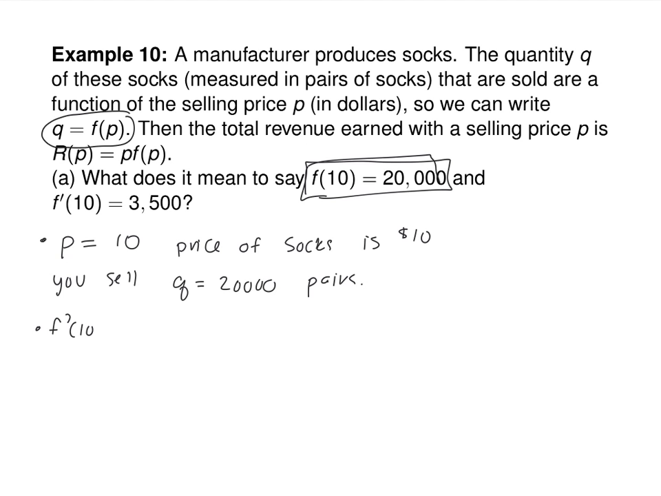So for f prime of 10, so saying when P equals 10, the slope of the tangent line is 3,500. It will be really helpful to get its units, okay? Because I think they'll help you make sense of what it means. So slope has units, y's units over x's units, right? What are y's units? Socks, or number of socks, right? Socks per, what are P's units? Okay, socks per dollar.